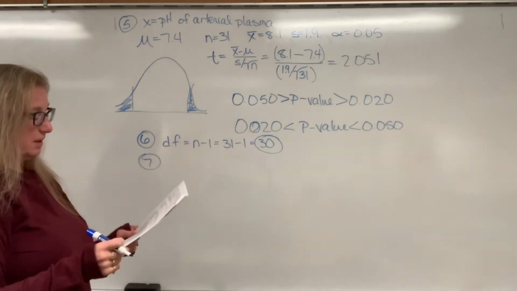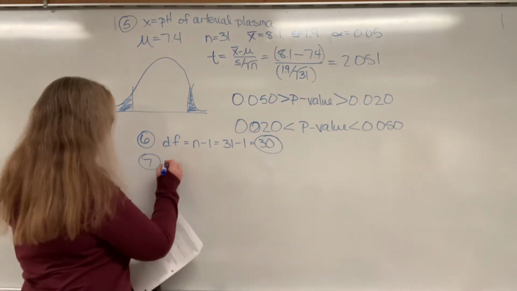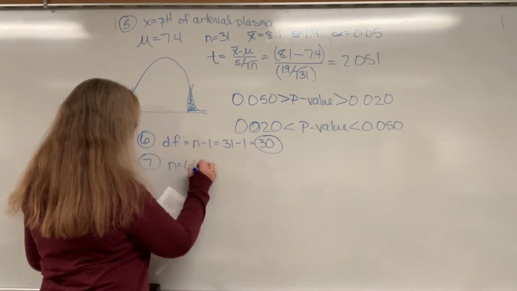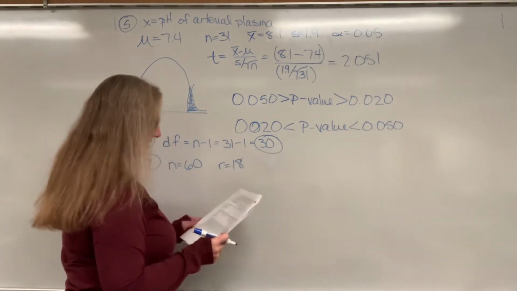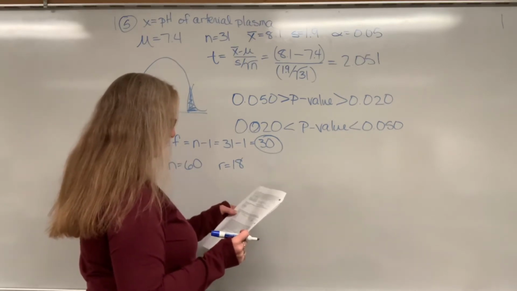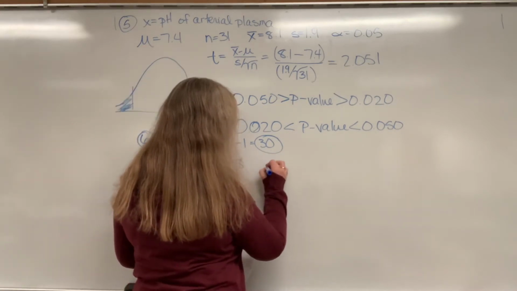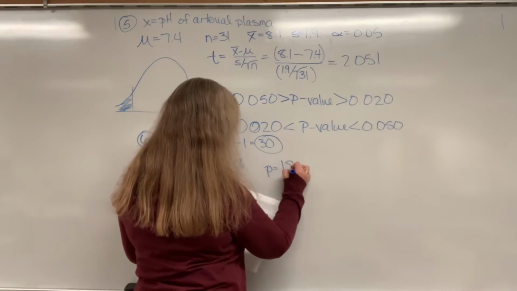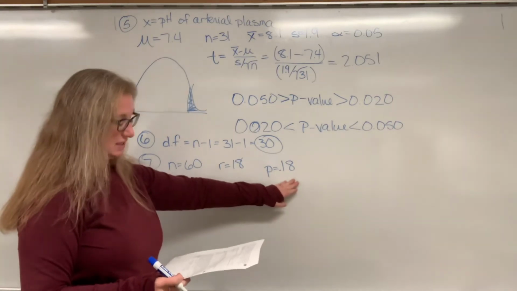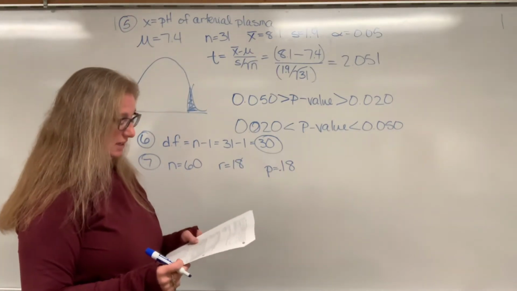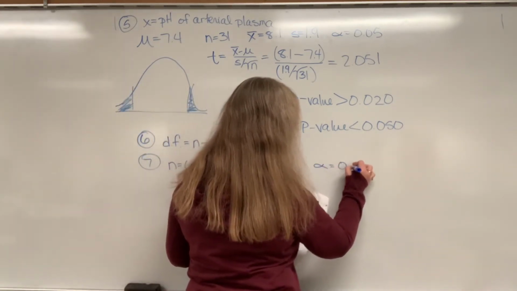Number 7, a random sample of 60 binomial trials, so n is 60, yields 18 successes, so that's R is 18. Test the claim that the population proportion of success exceeds 18%. So that's my little p. So that would be a historical, and I'm going to turn it into a decimal because that's a little bit easier to follow. So it says 18%, I'm going to use 0.18. Use a level of significance of 0.01.